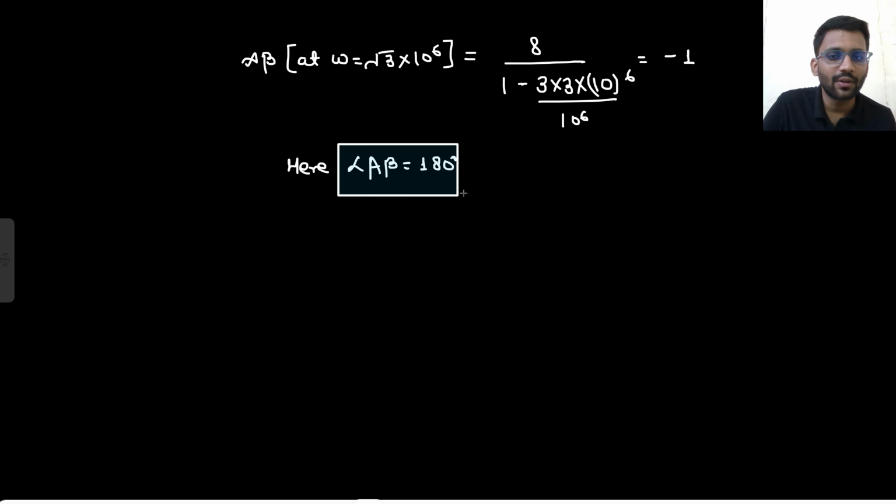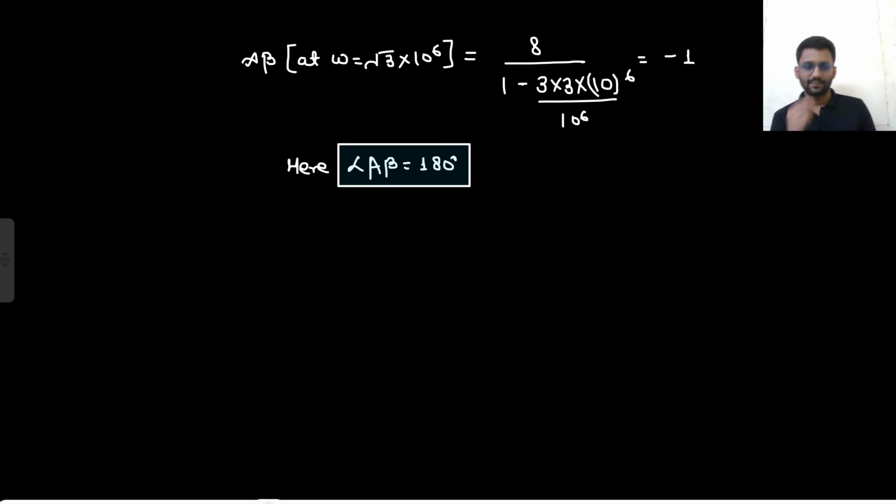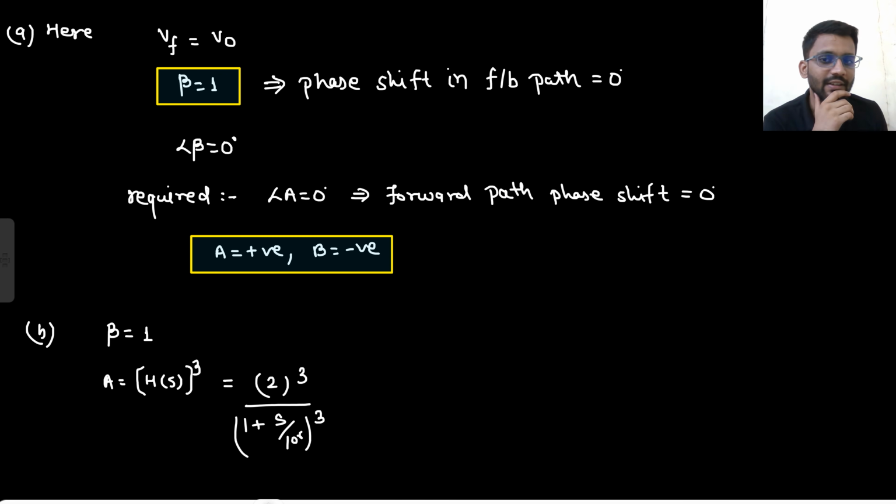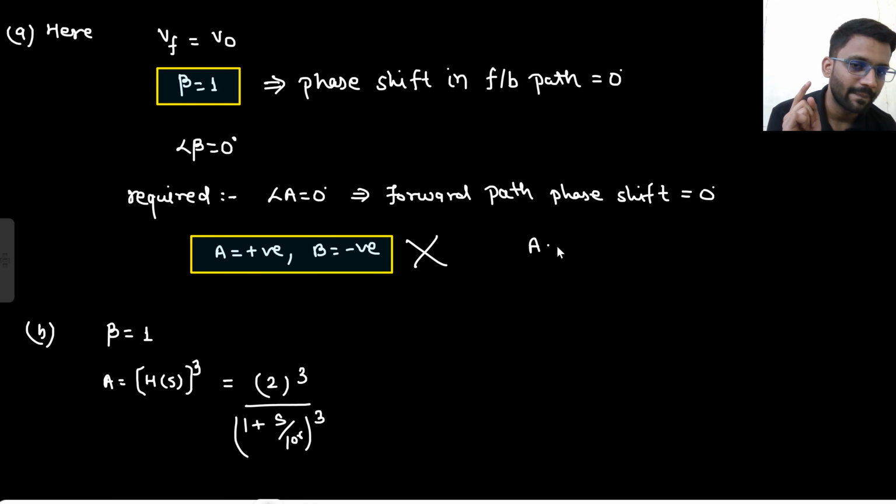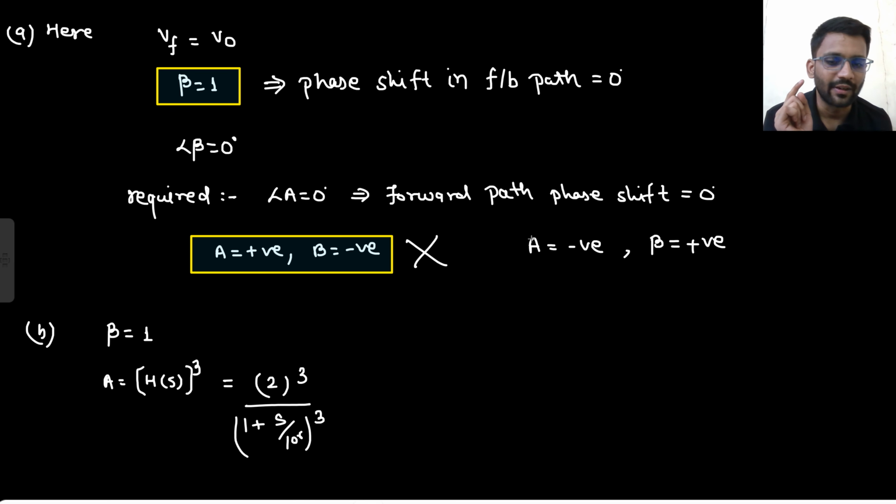So where did we go wrong? Tell me one thing. Where did we go wrong? In the first one, if I had put A equal to negative and B equal to positive, then what would have happened?